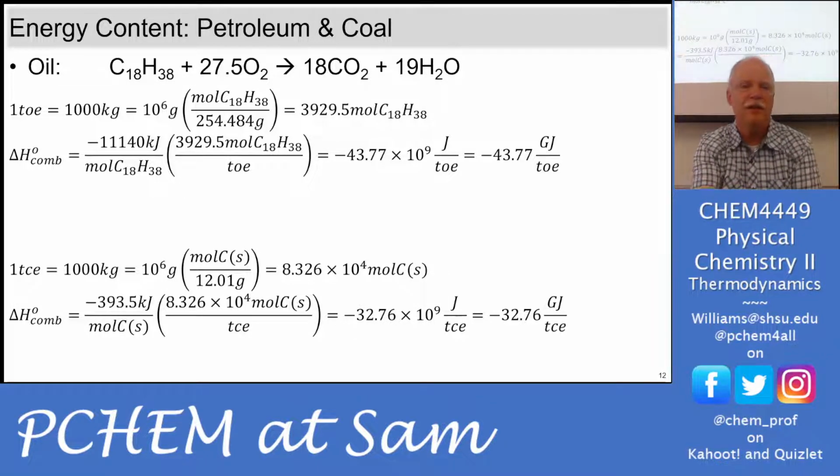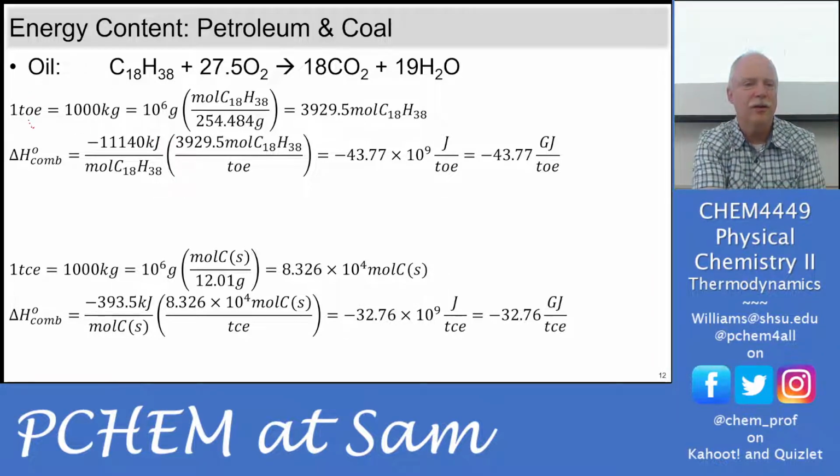So this is our 1 ton equivalent of oil. A ton of oil equivalent is 1,000 kilograms or a million grams. We get the molar mass of C18H38. So this is how many moles of carbon we have. We take the combustion enthalpy of that particular substance, multiply it by this moles per ton of oil equivalent, and we get this many joules per ton of oil. So 10 to the ninth joules, that would be a gigajoule. So 43 or 44 gigajoules per ton of oil.